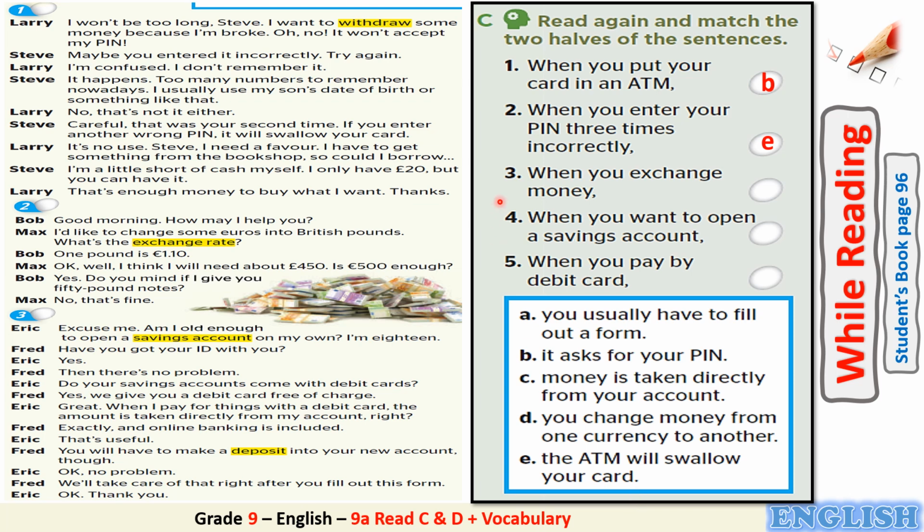Number 3. When you exchange money, good job, my students. It's with D. You change money from one currency to another. 4. When you want to open a savings account, very good, my students. It's with A. You usually have to fill out a form.